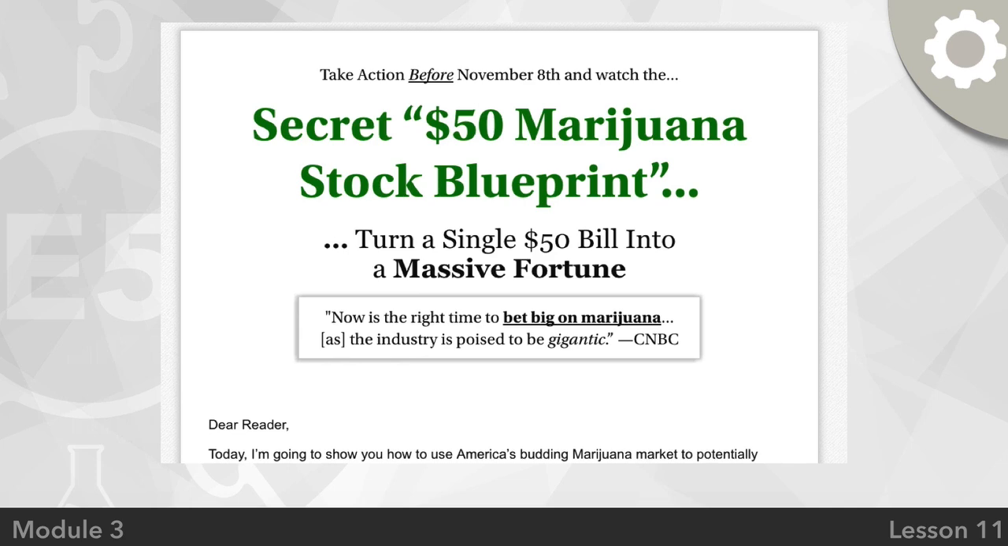And then, of course, we've got the unique mechanism built into the intellectually interesting part, the secret $50 marijuana stock blueprint. That's the unique mechanism. The reason why you can turn a single $50 bill into a massive fortune is because of the secret $50 marijuana stock blueprint. And then, of course, that last piece right underneath the subhead is the proof point, using CNBC as a proof point. So they made a big claim, a big promise, backed by a unique mechanism, a fresh, unique, timely idea that was immediately backed up by a proof point.